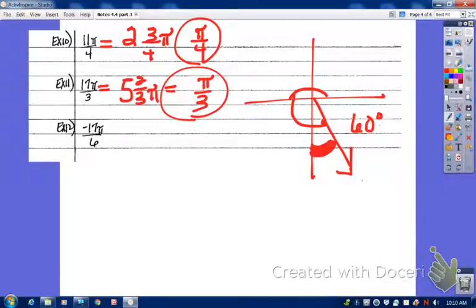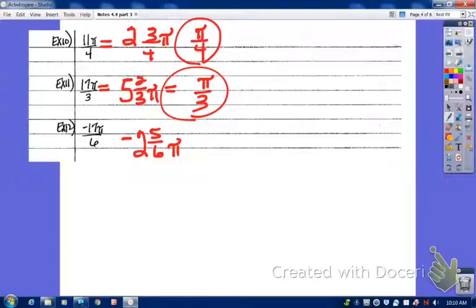Negative 17 pi over 6. Negative 6 goes into 17 how many times? 2 with how many left over? 5, 6 pi. So let's figure out where that is. What quadrant is that angle in?